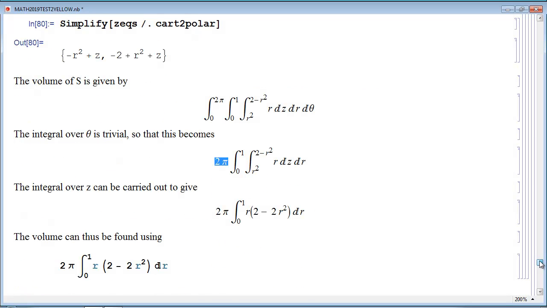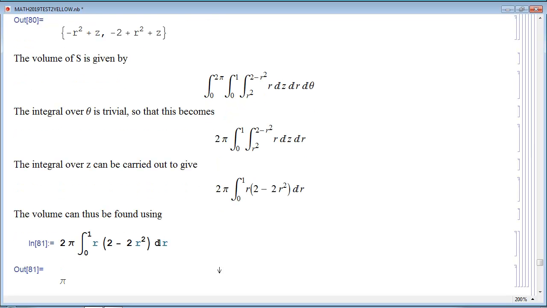And we can carry out the z integration to give this result, 2 pi, and then there's only the r integration left. This in here is just the value of this minus the value of this. And then the integral is pretty straightforward. We can do it using this, and we find that the volume of the solid is just pi.